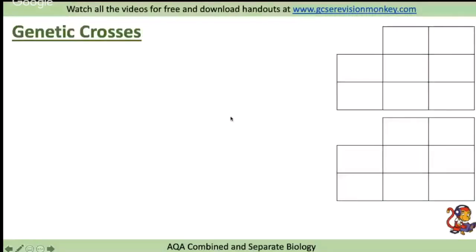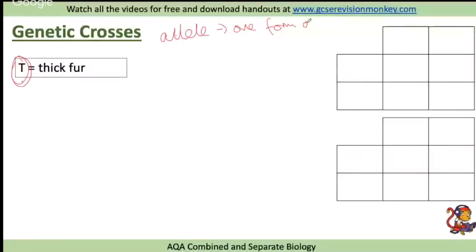Genetic crosses then. They could talk about inheriting absolutely any characteristic when they talk to you about questions about genetic crosses. So I've just made up something random. Think about mice and think about an allele, which is a type of gene or a form of gene, we should say. So an allele is one form of a gene. That's the definition that they'd want you to write, one form of a gene.